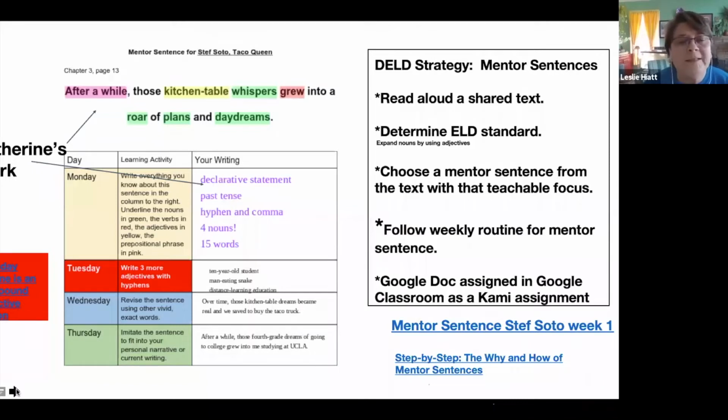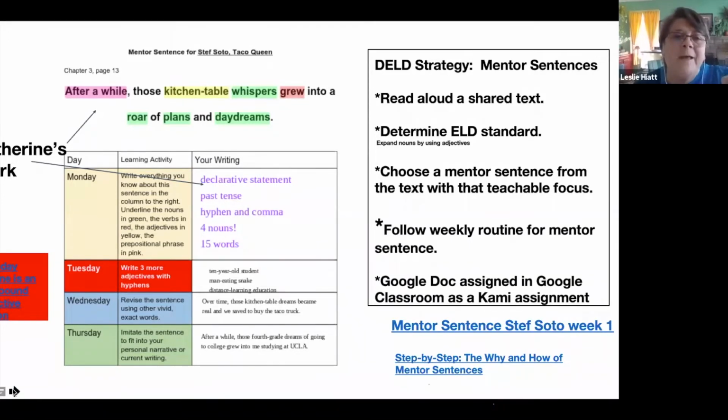And then on Wednesday, they revise the sentence with more vivid words. And then on Thursday, they try to imitate the sentence to use in their own personal narratives or in their own writing. So I just really love a mentor sentence. It brings us all together with the reading that we're doing. And this is put up on a Cami doc so the kids can write on it, they can circle things, and they can play around with it. And they can change their answers.